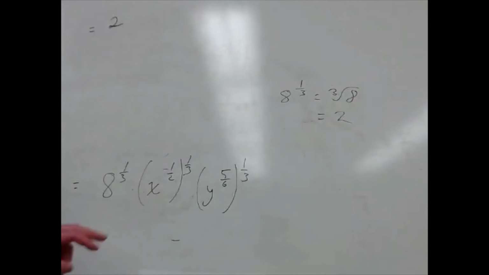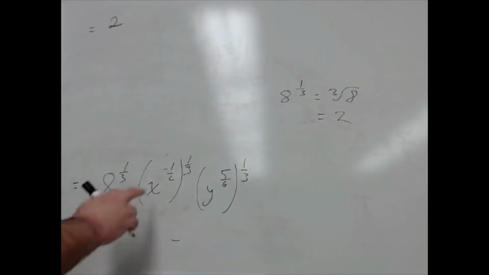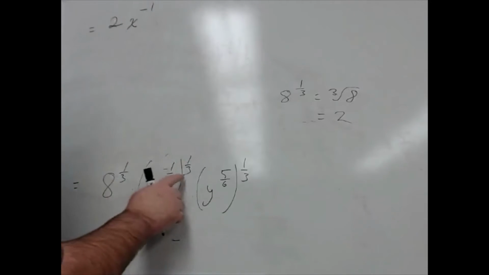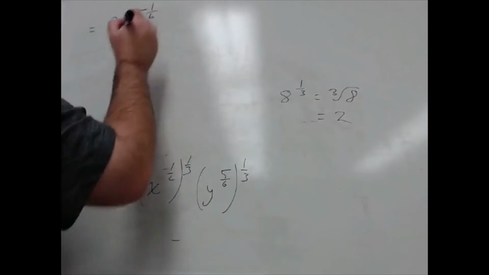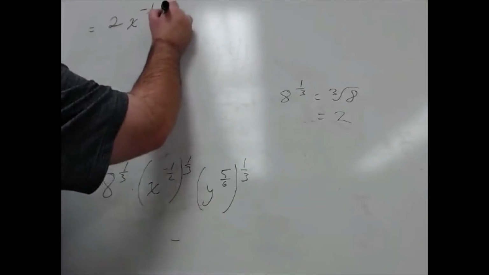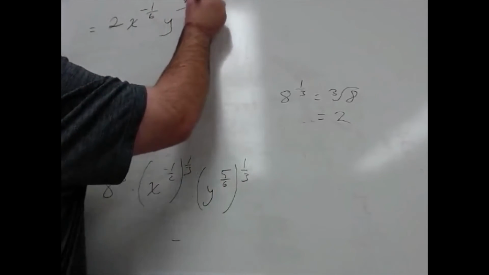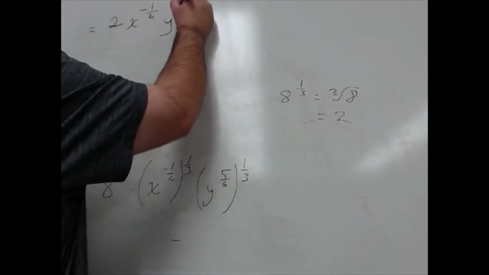Then I'm going to multiply these exponents together. Negative 1 times 1 is negative 1. 2 times 3 is 6, so over 6. My y term now. 5 times 1 is 5. 6 times 3 is 18, so 5 over 18.